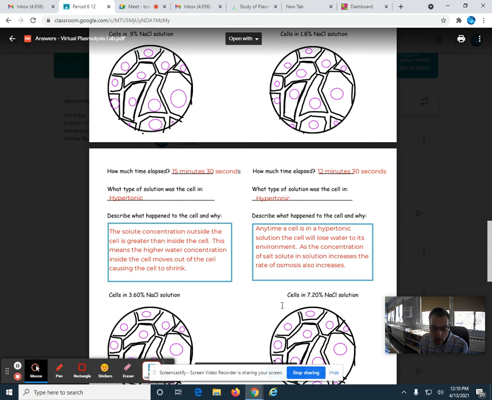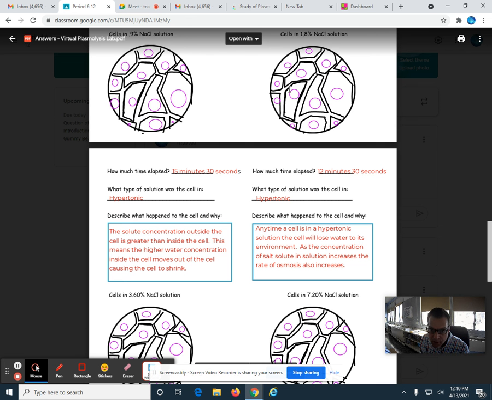That means that there was more solute outside the cells than inside. And so there was more water inside the cells than outside. And so the water left the cells. Okay? The water left the cells. That means it was more water inside than outside. So the water diffused from high concentration to low concentration and left the cell.